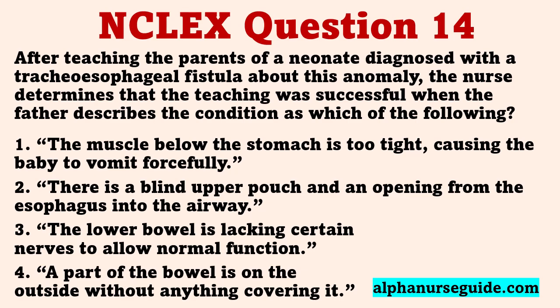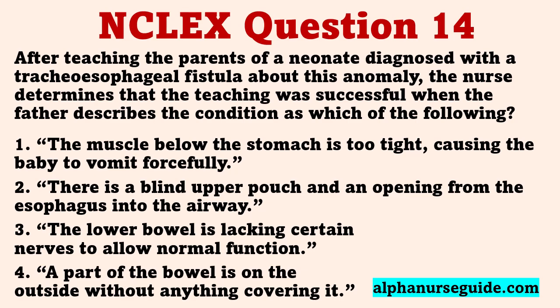The correct answer is 2. Although a TEF can include several different structural anomalies, the most common type involves a blind upper pouch and a fistula from the esophagus into the trachea. Other types include a blind pouch at the end of the esophagus with no connection to the trachea and a normal trachea and esophagus with an opening that connects them. A tightened muscle below the stomach and projectile vomiting of normal amounts of formula are characteristic of pyloric stenosis.